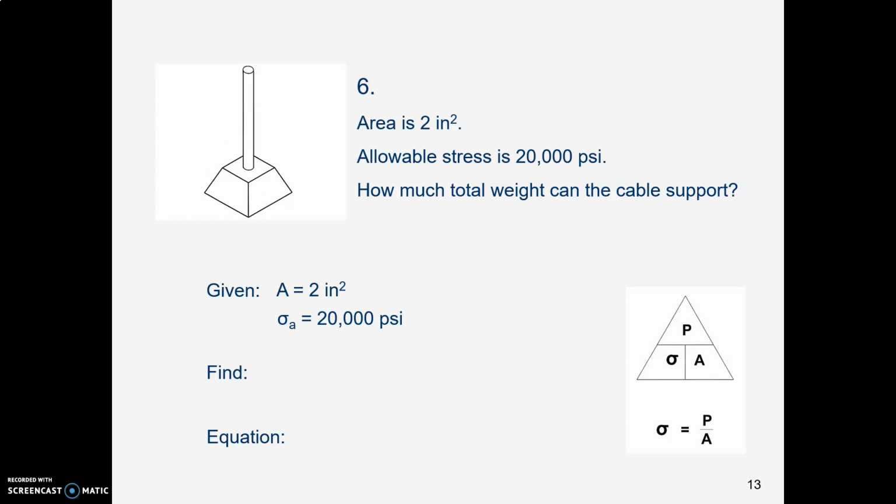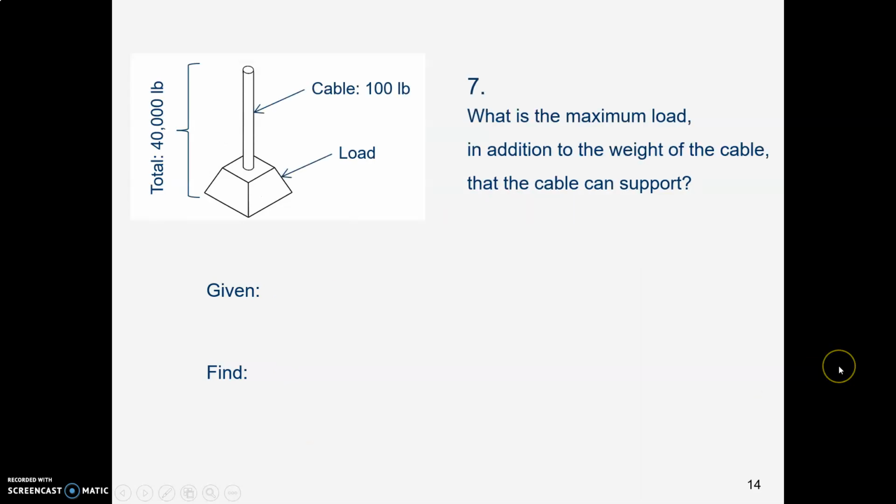So we're looking for the weight, which is P. Stress is force over area. We're looking for force, so we'll cover up that one, and we're left with stress times area. There we go. Force is stress times area. Yay. Now let's go on to this last question.